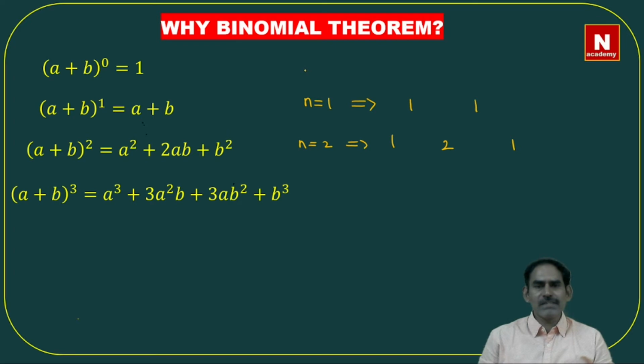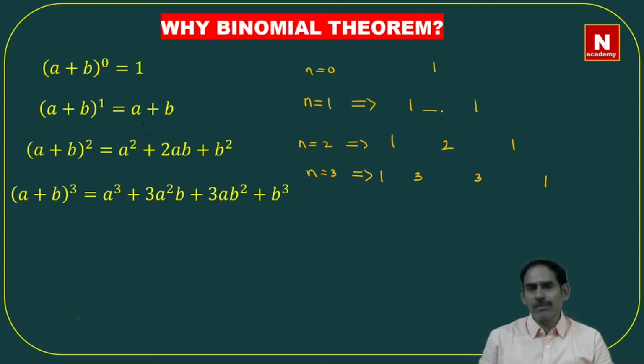When the index is 0, there is only a constant. When the index is 3, what are the coefficients here? The coefficient of a cube is 1. The coefficient of a square b is 3. The coefficient of ab square is 3. The coefficient of b cube is 1. If you observe, this forms a triangle shape. We can find the coefficients using this triangle also.